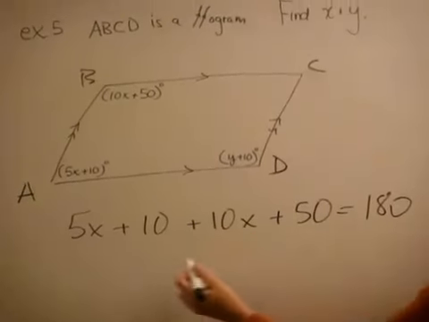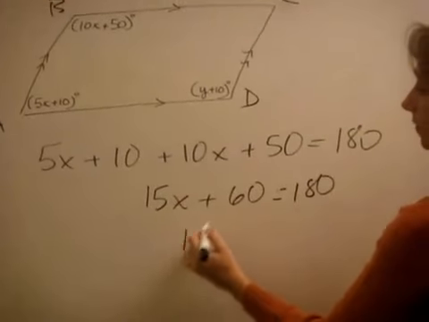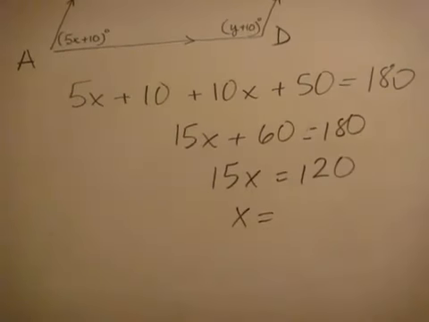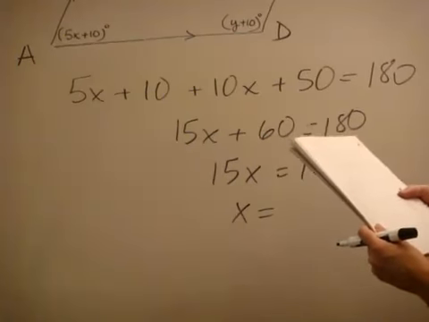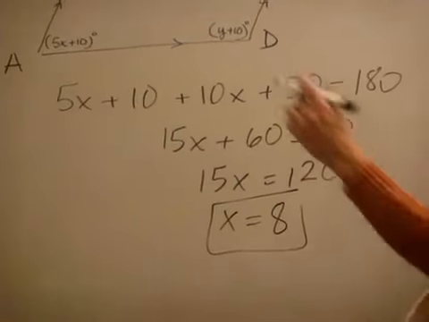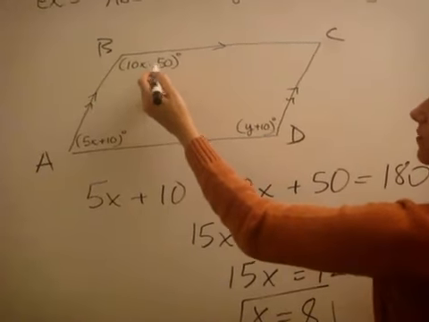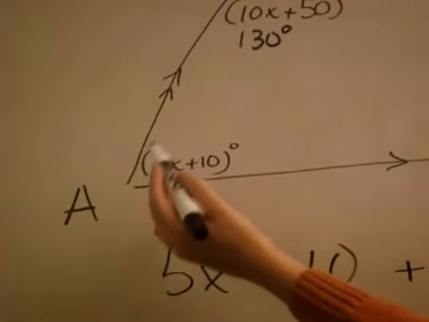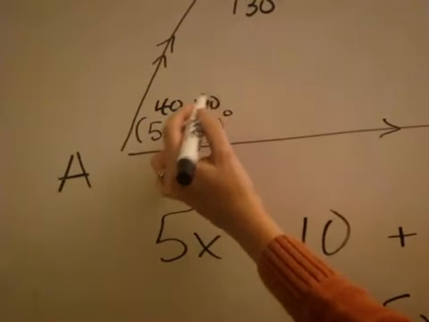So combine our like terms, so we get 15x plus 60 equals 180. 15x equals 120, and that gives us x is equal to, I just do this in my head when I'm on film, 8. So we have x equals 8. So if we filled these in, we could get the angles. 10 times 8 is 80. 80 plus 50 is 130. So that one's 130 degrees. Fill x in for this one. 5 times 8 is 40, plus 10 equals 50.